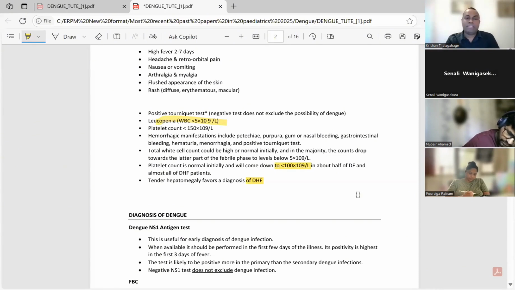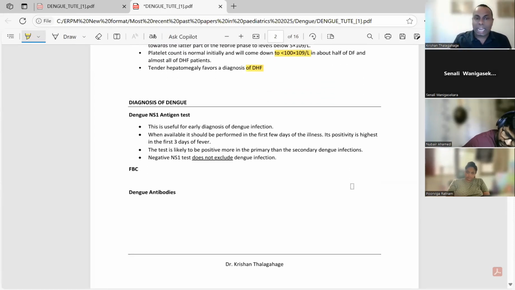Now, when you get a child with suspected dengue, one of the tests that we do is the dengue NS1 antigen. NS1, non-structural protein. When you do NS1 antigen, especially during the first 3 days, it is likely to be positive. However, negative NS1 does not exclude dengue. That is something that we need to know.